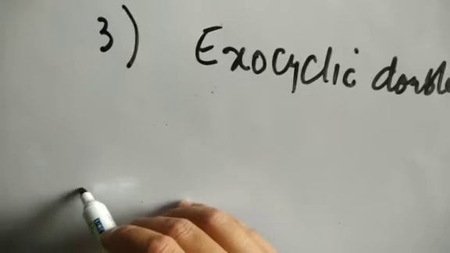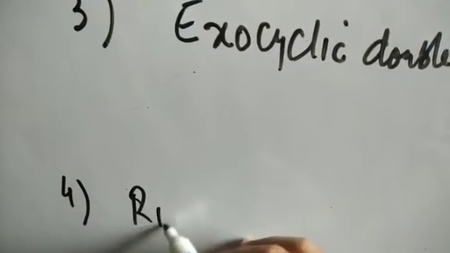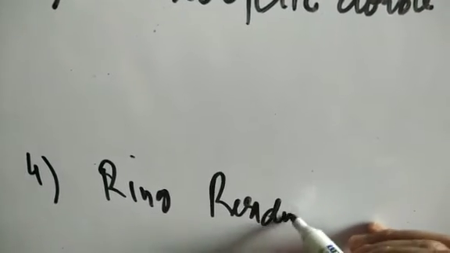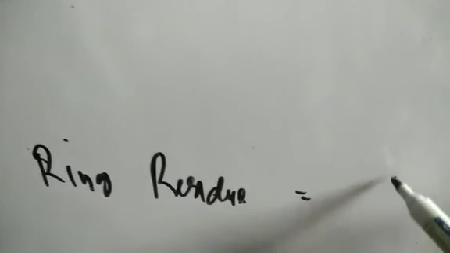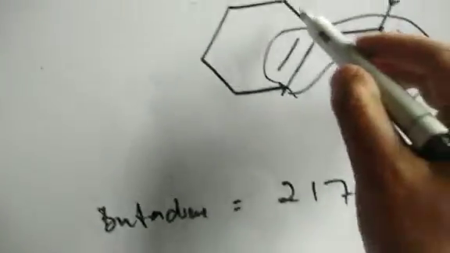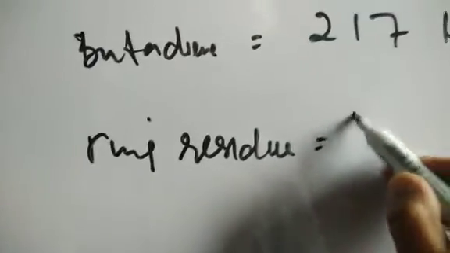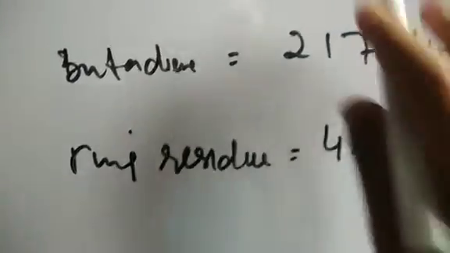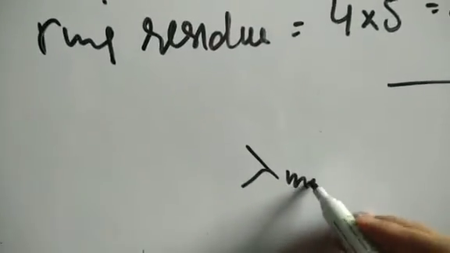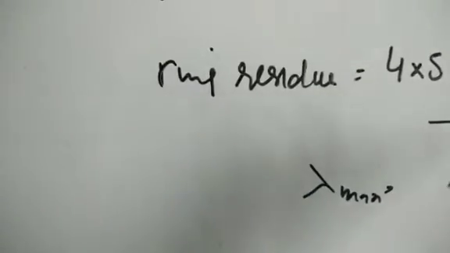So now we reach a point: if you have a ring residue present, the contribution is 5 from each. Here how many have come? 4 ring residues. So the contribution from ring residues is 4 into 5, each is 5, that is 20. So it turns out that your lambda max is equivalent to adding this.